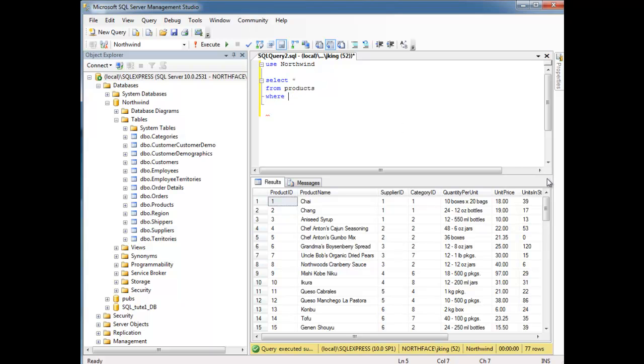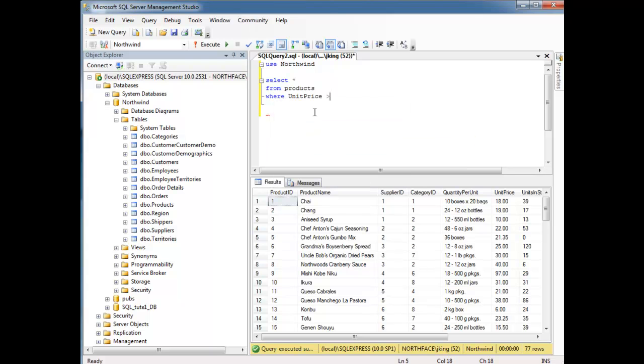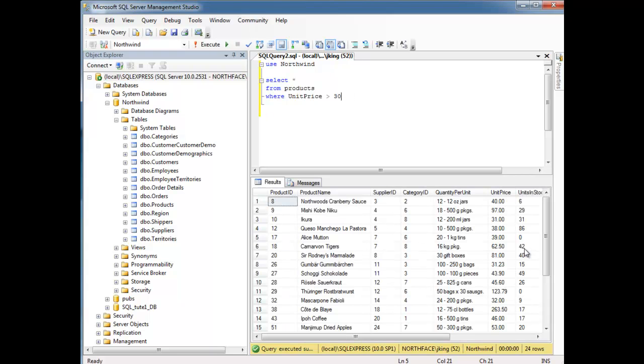Let's say where unit price. Let's look at these unit prices. Unit price greater than, I'm going to take a wild guess, let's do 30. I could put the .00 out there, but let's just run it. Greater than 30. So here's all the products.